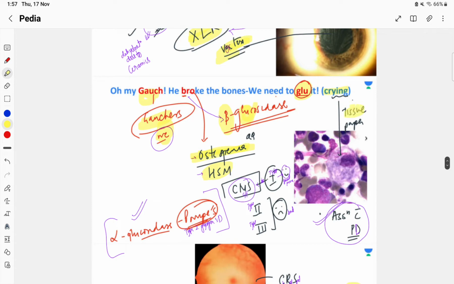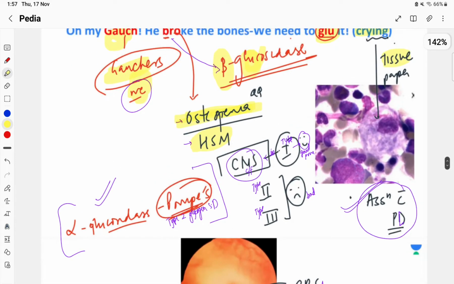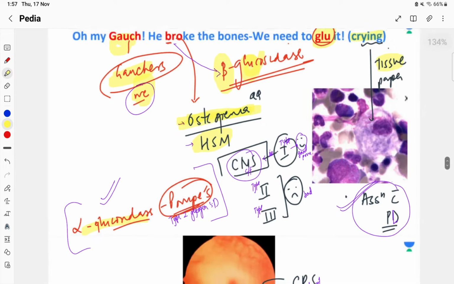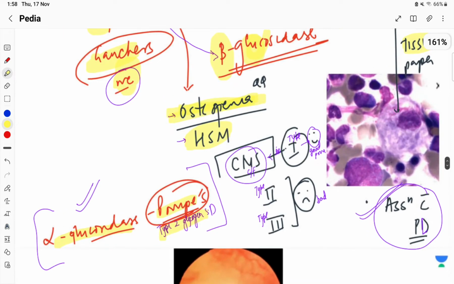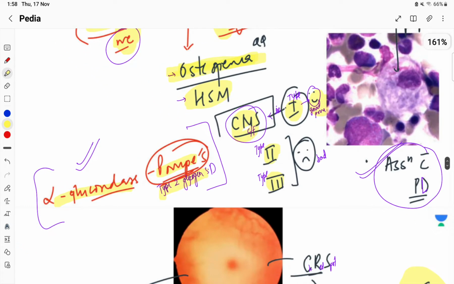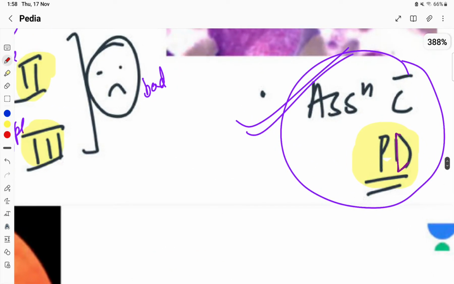And as he's crying, we need to give him the tissue paper, so it has crumpled tissue paper appearance. If we are talking about alpha glucosidase, it is not here, it is in Pompe's disease, which is type 2 glycogen storage disorder. Now this Gaucher's also is of three kinds: type 1, type 2 and type 3. Type 2 and type 3 have bad prognosis, type 1 has a better prognosis, and there are clinical features of CNS involvement. It is associated with Parkinson disease.